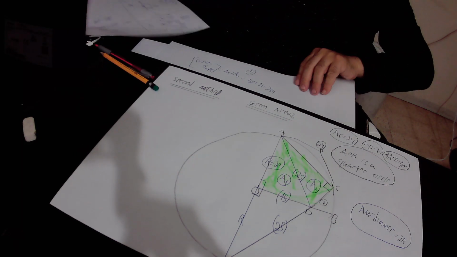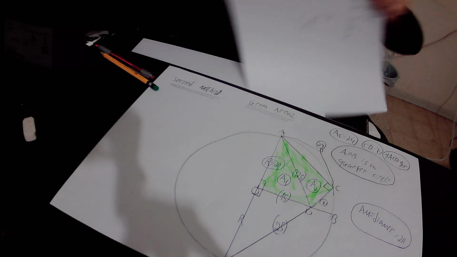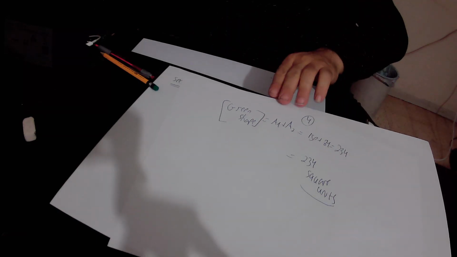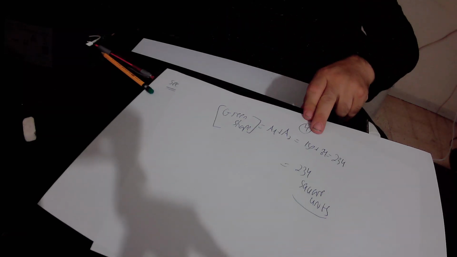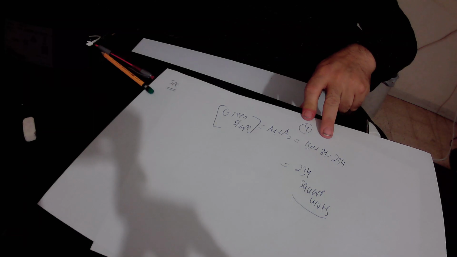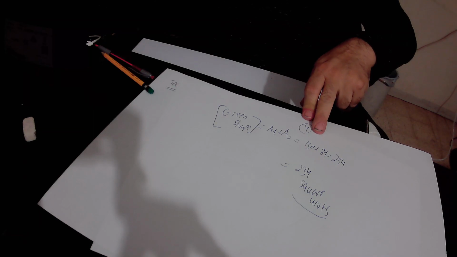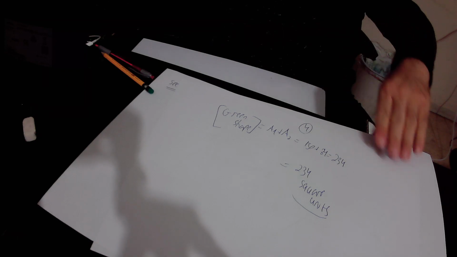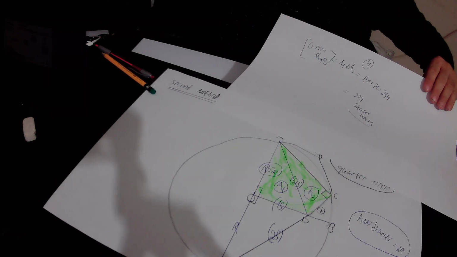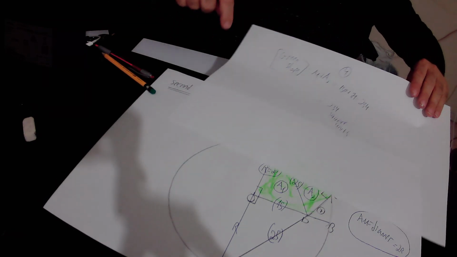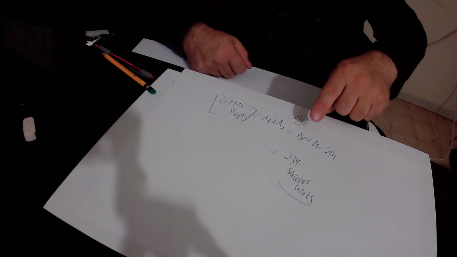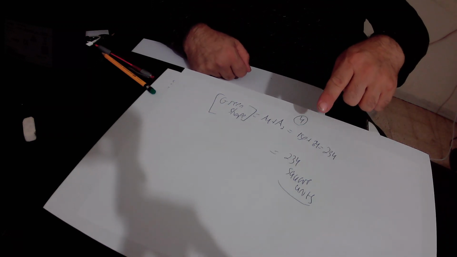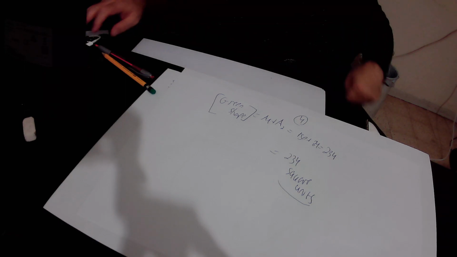And the area, again, the area of the green shape equals to A1 plus A2. A1 equals to 150 square units plus A2, that is 84 square units. 150 plus 84 equals to 234 square units. So in conclusion, we found out that the area of this green shape, according to the second method, is also equal to 234 square units. Okay, thank you very much.